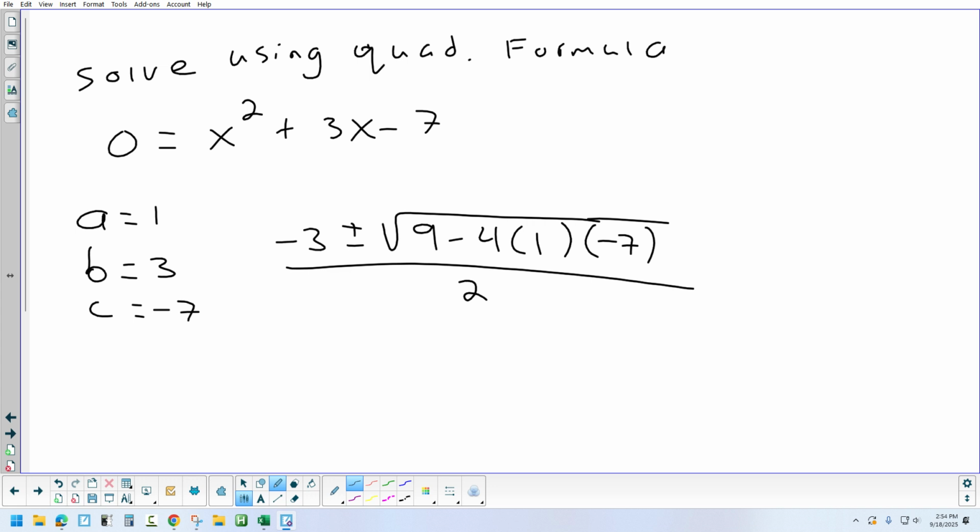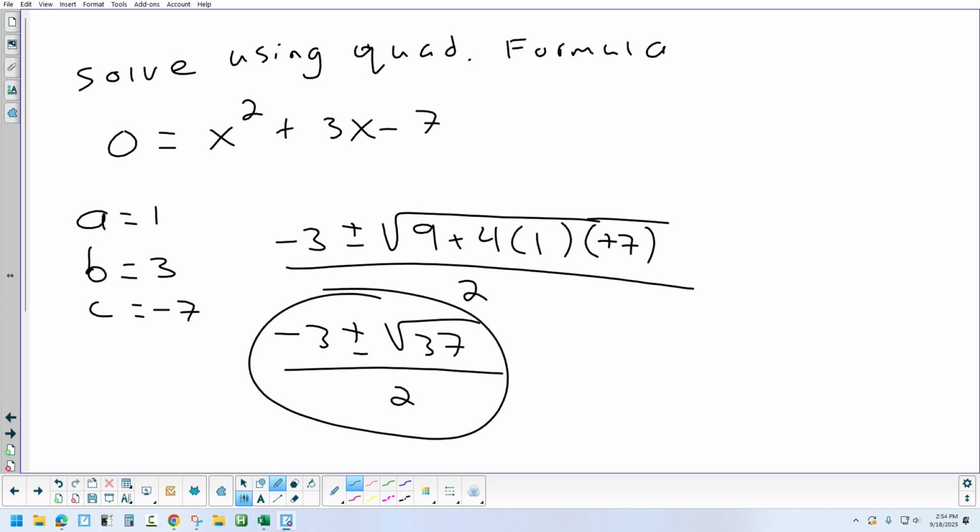We're going to be subtracting a negative, so we can cross the negatives out right away. And then 4 times 7 gives me how much? Travis? 28. 28 plus 9 gives me 37, divided by 2. And that's as simplified as we can get because the square root of 37 cannot be broken down.